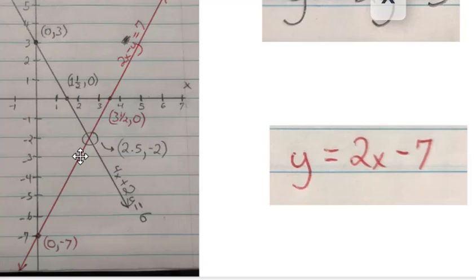Because we know that a whole number is also the same as that whole number divided by 1, right? So 2 over 1. So up 2, over 1, up 2, over 1. Yep, that equation represents my red line.